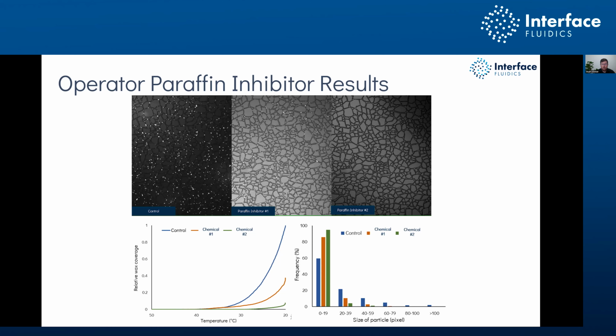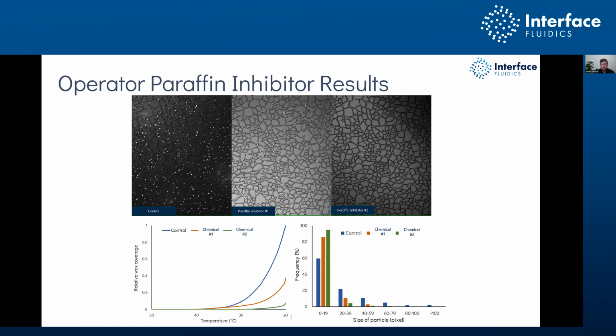And now, one of the things that's not explicit here is that paraffin inhibitor number 1 is a wax crystal modifier. So it's a different kind of chemistry than paraffin inhibitor 2, which is a wax appearance temperature modifier. So these two products that are both being dosed at the same time have different mechanisms and different performance methods. So now that we know that, we can start understanding what's going on.